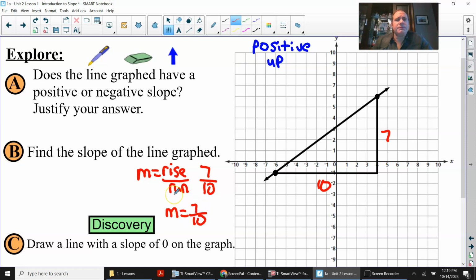That is the slope. You do not divide it. You don't do anything to put it into a decimal or anything like that.